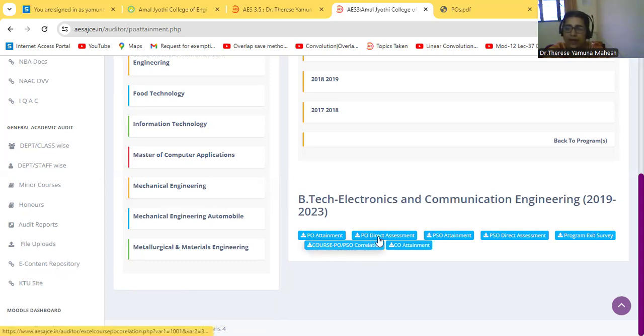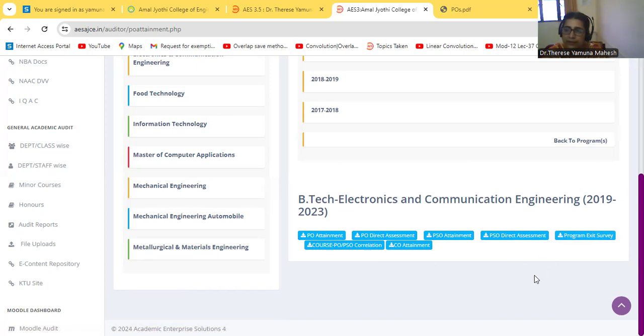Then we have the PO direct assessment calculation, PO attainment calculation. The same rules hold good for PSO attainment calculation, PSO direct assessment calculation. And the final value of attainment is calculated with 80% of the direct value of assessment plus 20% of indirect value of assessment. Indirect value of assessment is obtained from the program exit survey.